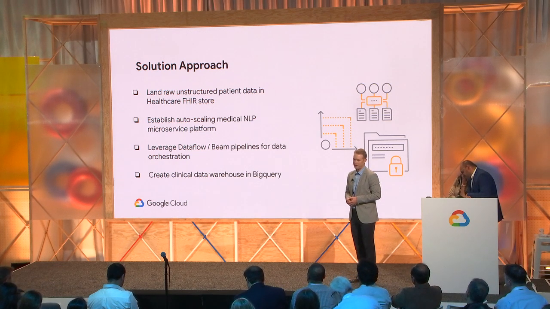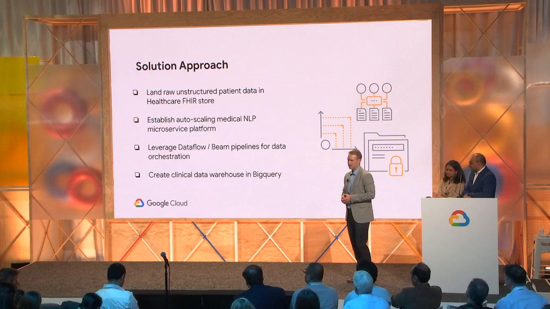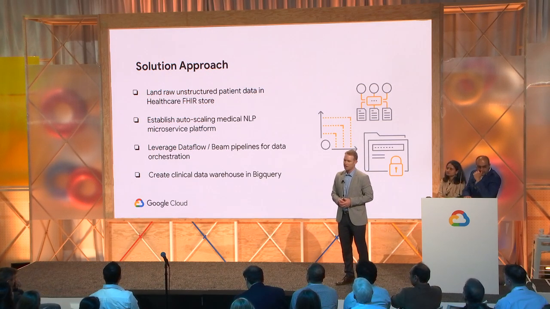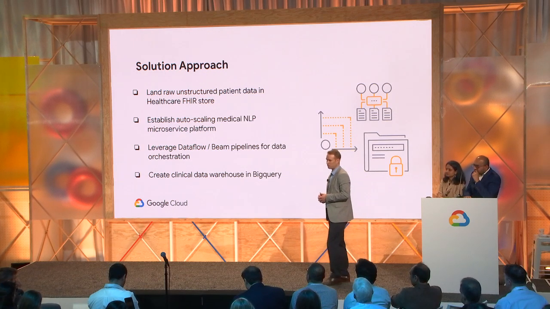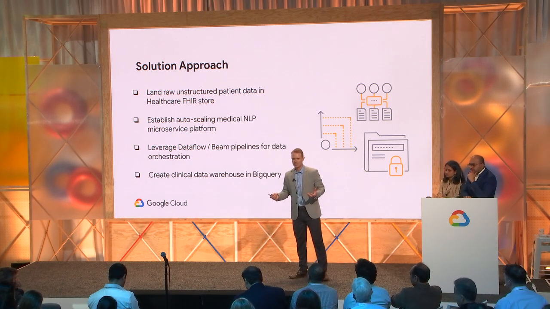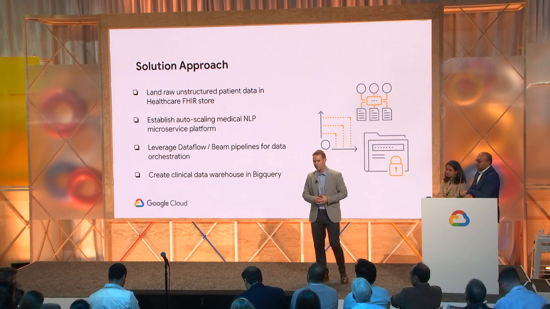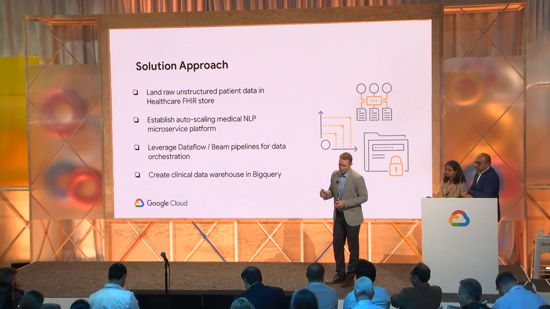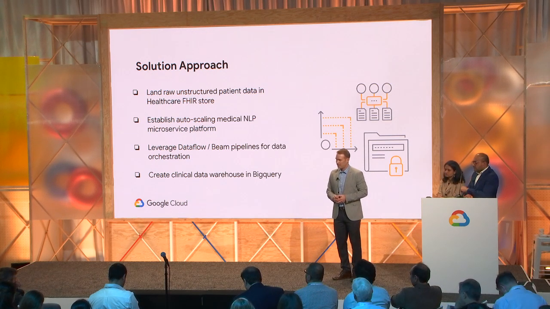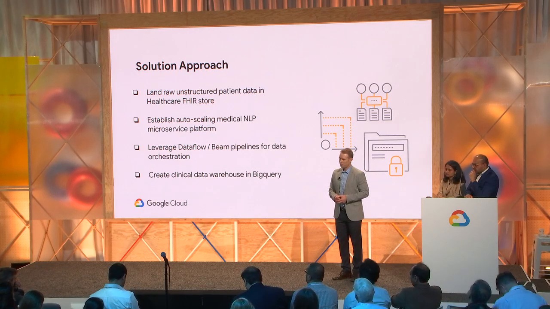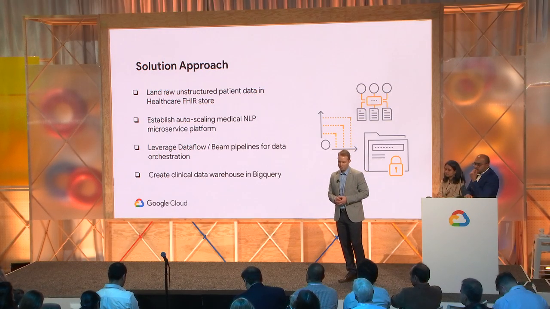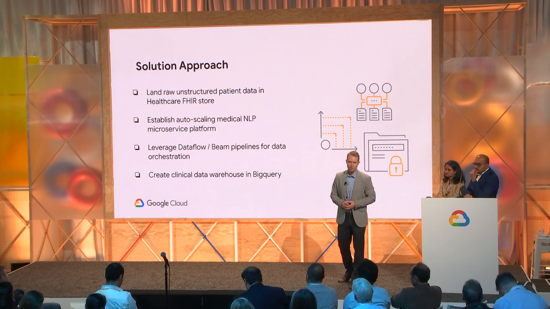All right, so in terms of our solution approach, first we wanted to land raw unstructured patient data in the Healthcare API. So we didn't use a great amount of the data structures available in the API, but we did get a lot of acceleration just from not having to redefine a schema as we're moving raw data from the EMR into Google. Second were the security controls that were already in place. Second step was to establish an auto-scaling medical NLP microservice platform. We did that on Kubernetes Engine. Third was leveraging Dataflow and Beam pipelines for data orchestration. And then finally, creating a clinical data warehouse in BigQuery.